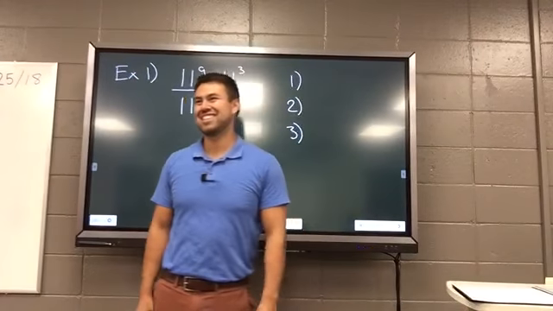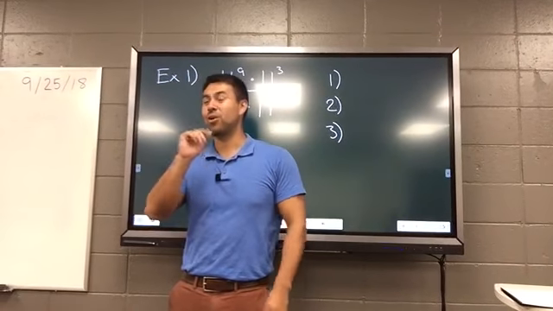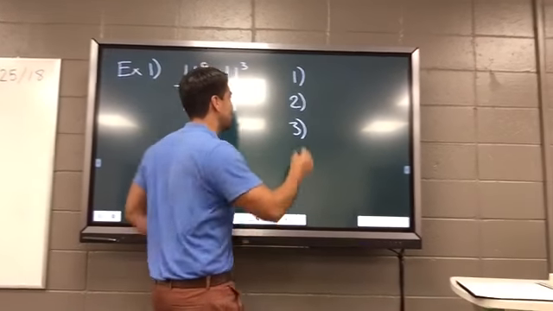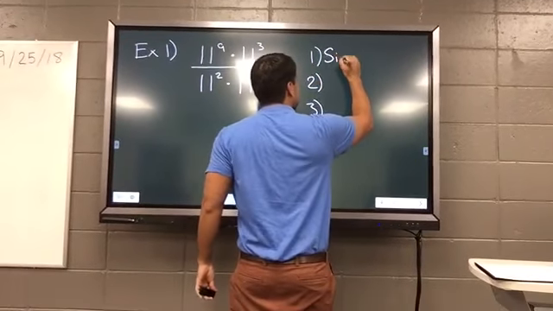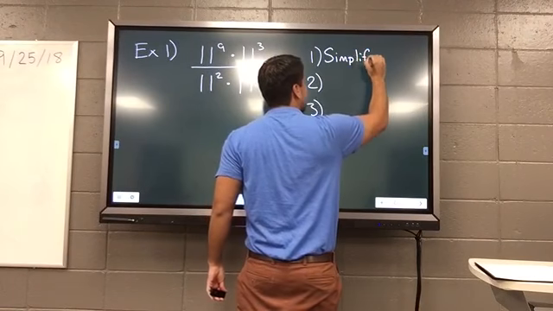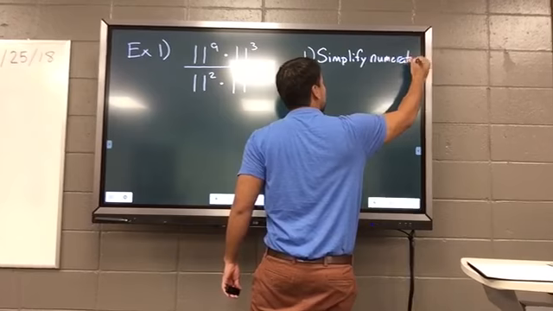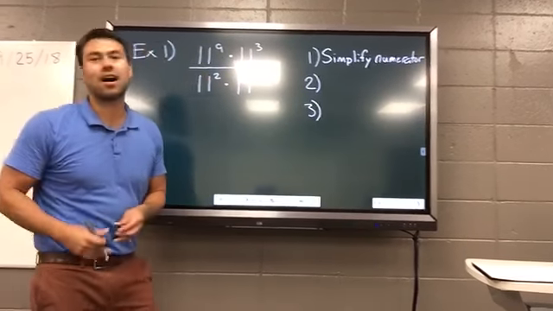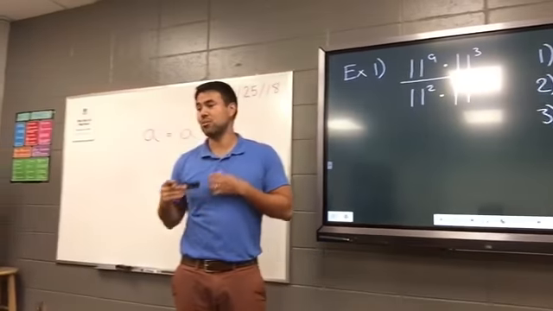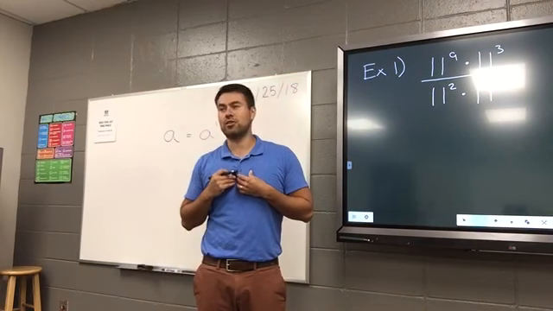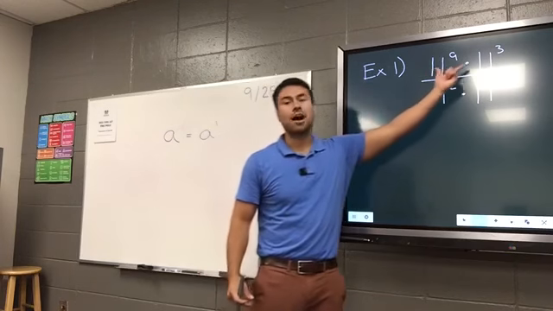Sam, do you want to try? Okay, hold on. Let me give the first step and then you can work it out. First step: simplify the numerator. Or you could say simplify the top if you don't like numerator, but you should get used to numerator. You're like, what do you mean? Look at the top.